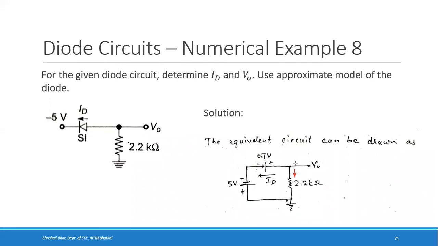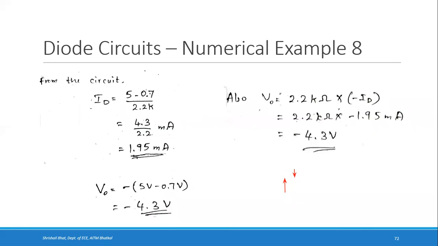So what is the current in this direction? ID is flowing in this direction, right? So this will be minus ID. The current in the opposite direction is minus ID multiplied by 2.2k. That's why the voltage V naught will be minus ID multiplied by 2.2k. So what do you get then? 2.2k into minus ID, which you have found as 1.95 milliamps. If I multiply, I'll get minus 4.3.